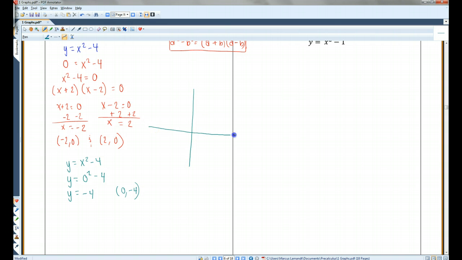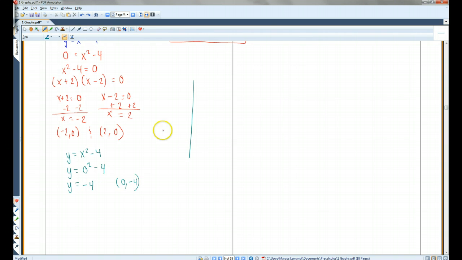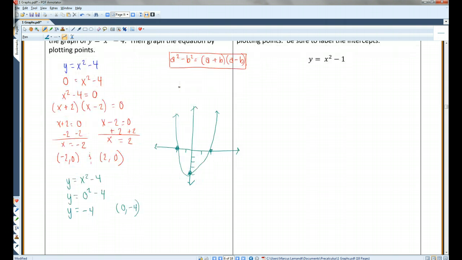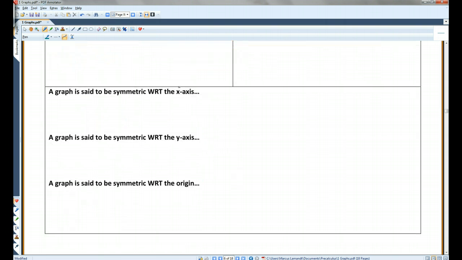So now I can graph this. So I've got negative 2, 0, 2, 0, and 0, negative 4. And I know it's a parabola, so it's going to look something kind of like that. Okay, you guys can try the other problem.